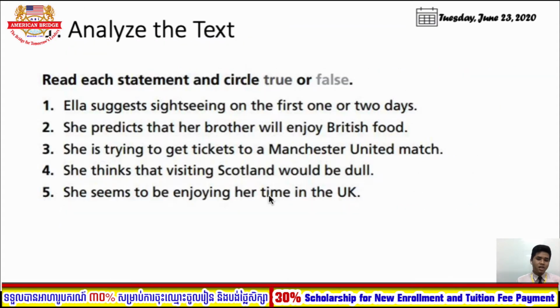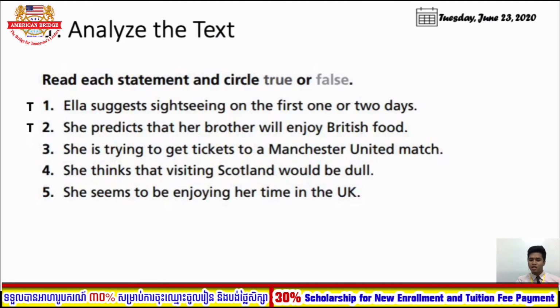So here are some of the activities that you can do today. This activity is to analyze the text. There are 5 statements. You need to decide whether it is true or false. Let's read the first statement. Ella suggests sightseeing on the first 1 or 2 days. Is it true or false, everyone? Sure, it is true. Number 2, she predicts that her brother will enjoy British food. Yes, it is true. Number 3, she is trying to get a ticket to a Manchester United match.